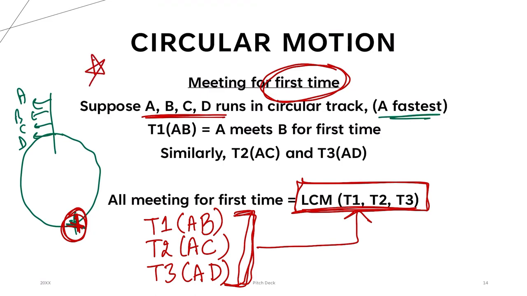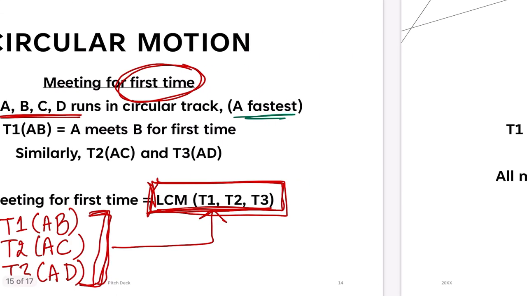This is just a follow up on the last slide. You first calculate the time taken for A to meet B, use the same concept for A to meet C, for A to meet D, then calculate the LCM of these times, and that is the time when all four will meet for the first time. I hope the circular motion concept is clear.